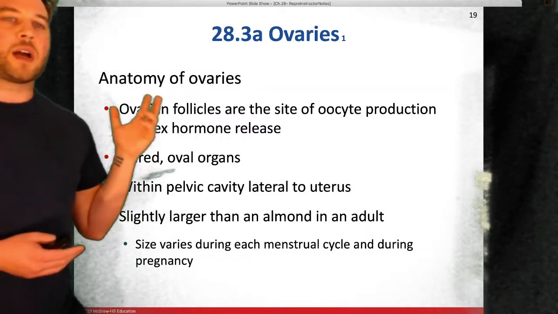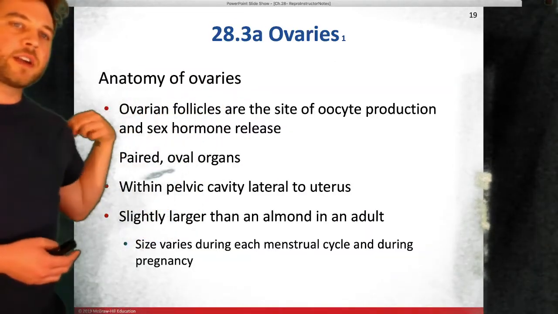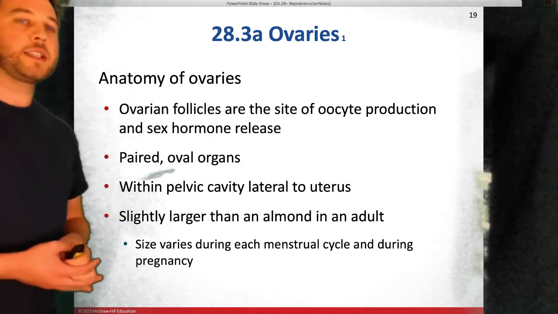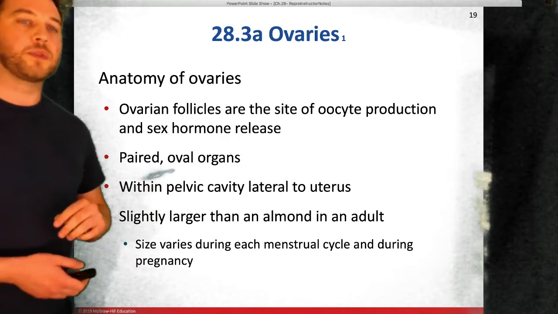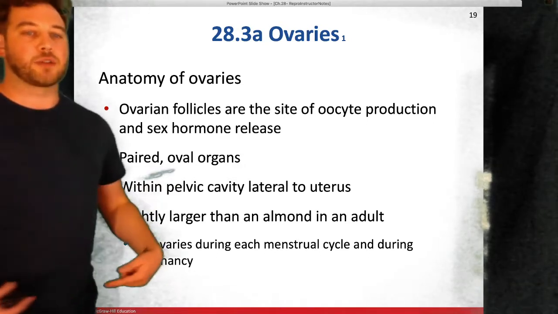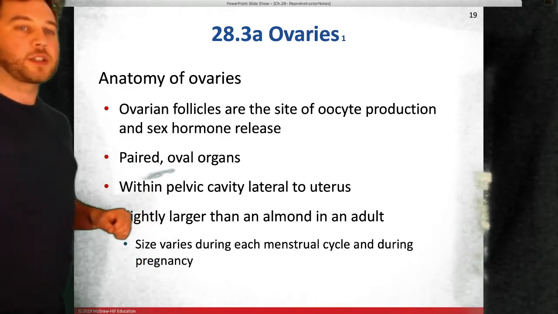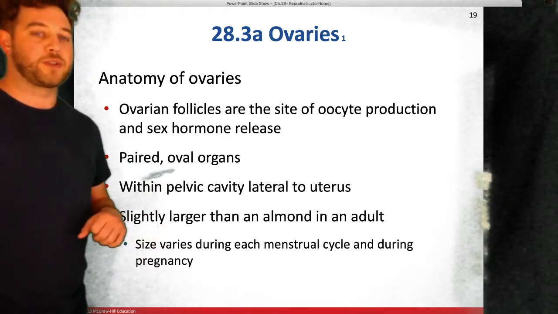All right, so the female gonads, the ovaries. The ovarian follicles are the site of oocyte production and sex hormone release. Your ovaries are paired oval organs within the pelvic cavity lateral to the uterus, slightly larger than an almond in the adult, varying due to the menstrual cycle and pregnancy.